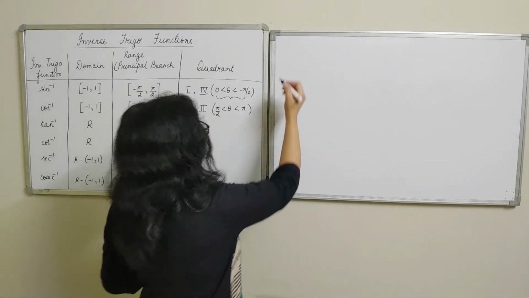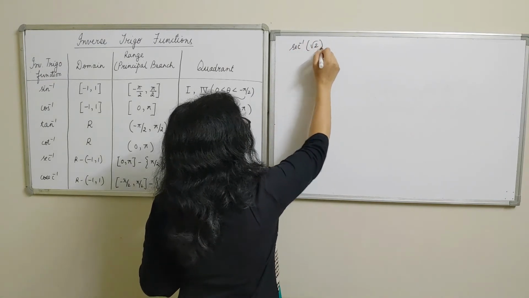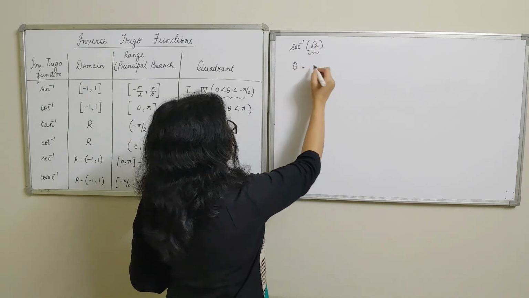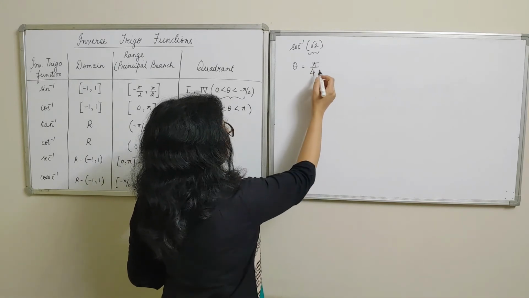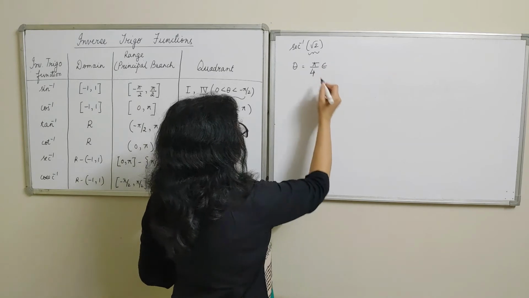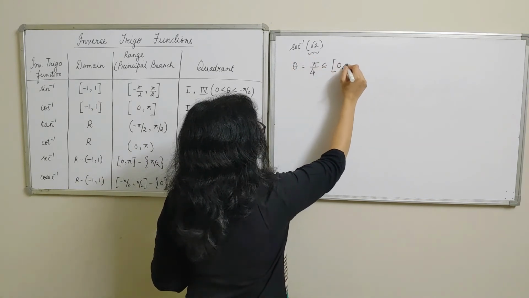So now in a similar manner, let us find the value of sec inverse root 2. Positive value, so the angle is in the first quadrant, and we know this value is pi by 4 because sec pi by 4 is root 2. And this value belongs to the principal branch of the sec inverse function.